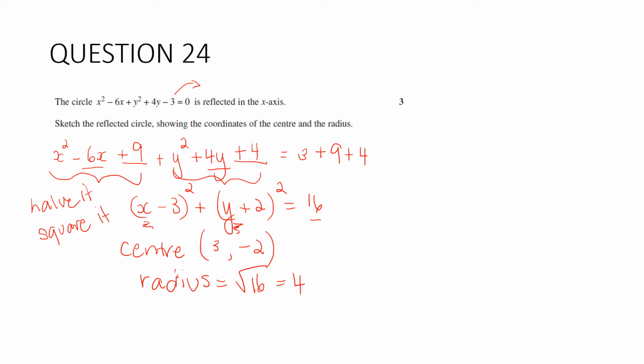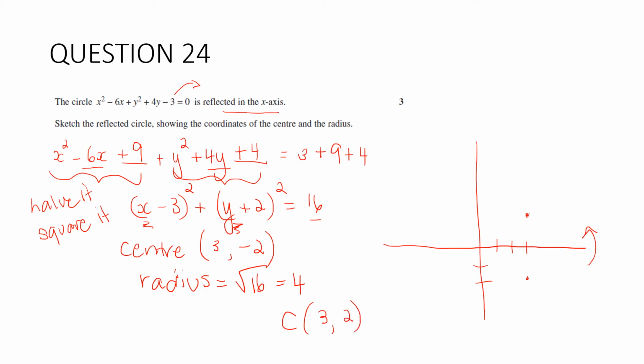All right, if we were sketching this circle, we would plot the center, which is here, and draw a radius of 4, but it has been reflected in the x-axis, so it's going to flip up this way. It's going to come up here, and the center of the reflected circle will be 3, 2, same radius though. And you can do a better diagram than I'm going to do, but roughly it's going to, oh dear, look something like that. Looks like an alien. 3, 2, and radius is equal to 4.